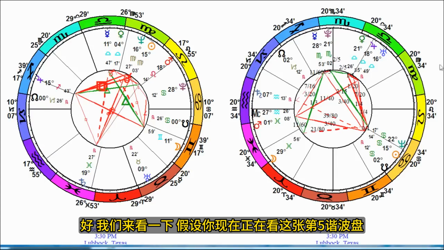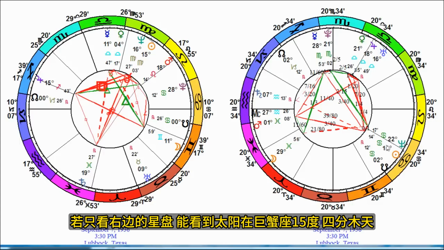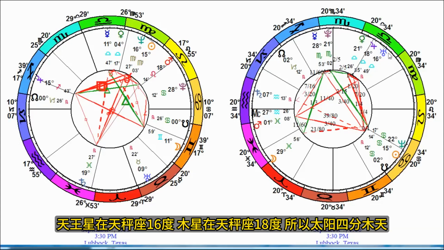Now, I want to go over this. Let's say you're looking at this fifth harmonic chart. Just look at the chart on the right, and we see the Sun at 15 Cancer, squaring Jupiter and Uranus. Uranus is 16 Libra, Jupiter is 18 Libra, so the Sun is square to Uranus and Jupiter.